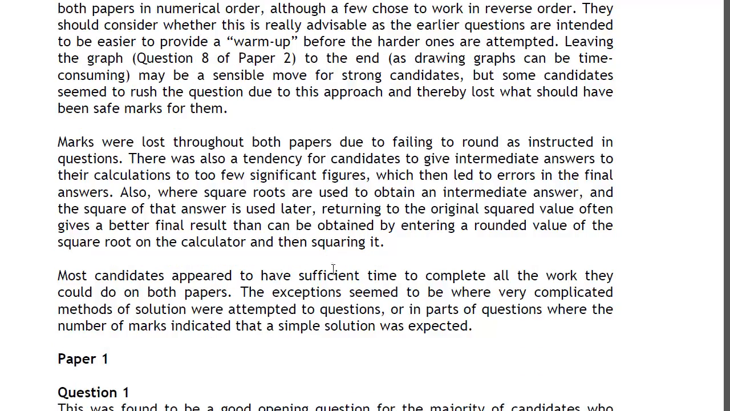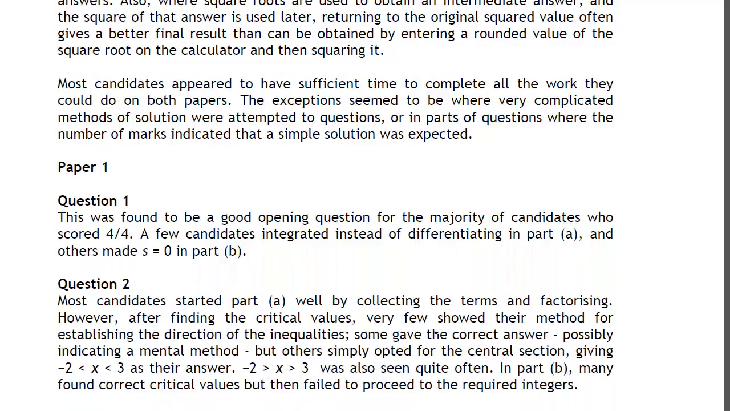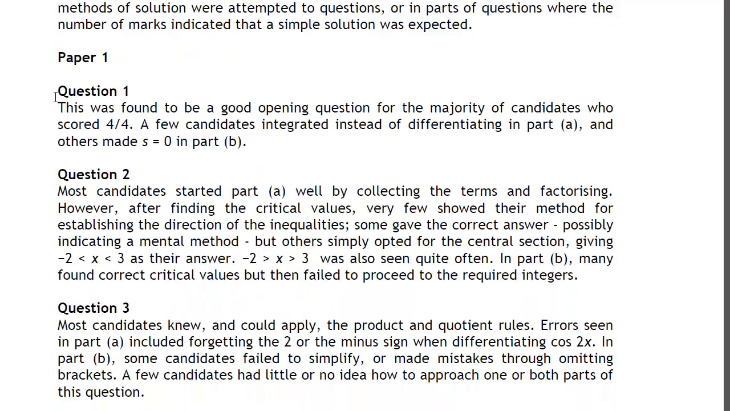Most candidates appear to have had sufficient time to complete all the work they could do on both the papers. The exceptions seem to be where very complicated methods of solution were attempted for a question, or in parts of a question where the number of marks indicated that a simple solution was expected. Remember, a guidance of the paper is how much mark you have for something. The fewer the marks, you can do it in a few steps. Don't do it in too much detail.